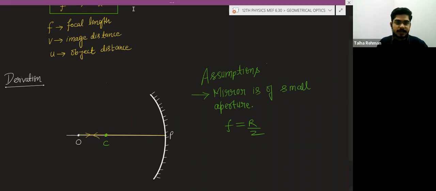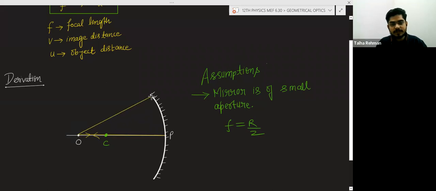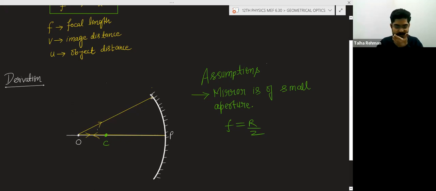Now another ray of light from this object, because we know that for the image formation, there is a requirement of at least 2 rays. So another ray of light from the object, suppose like this, incident at this point. So the ray of light from the object is going like this, striking on the mirror, and reflection will take place.